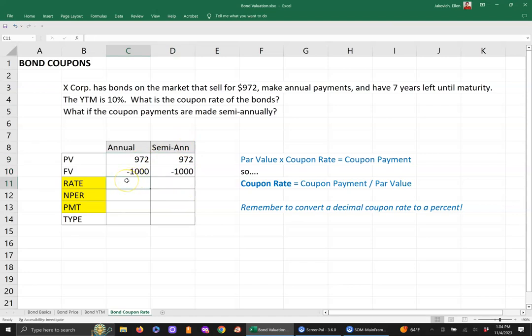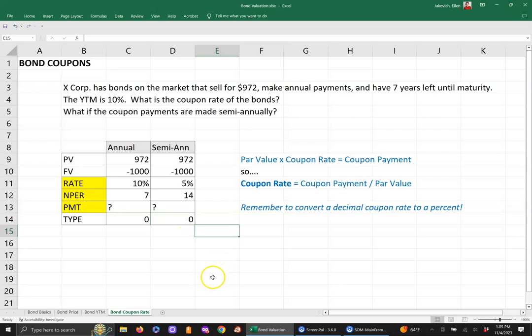So what is the rate? The annual rate is 10%, which means the semi-annual rate will be 5%. Number of periods, it has 7 years left to maturity. So 7 years. My next one, where I'm going semi-annual, will be double. Every year there are 2 semi-annual payments, so it's 14. And we are solving for payments, so that's my question mark in each, and type will be 0 both times.